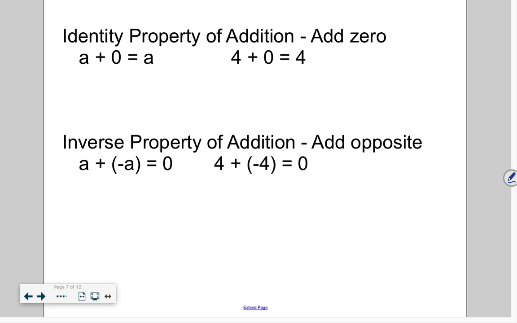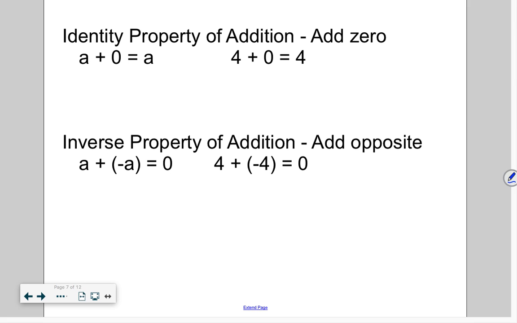Identity property of addition. Remember, if I want a number to keep its identity, I don't want the number to change, we simply add 0 to that number. So 4 plus 0 equals 4. 4 never changed. It kept its identity that entire time.